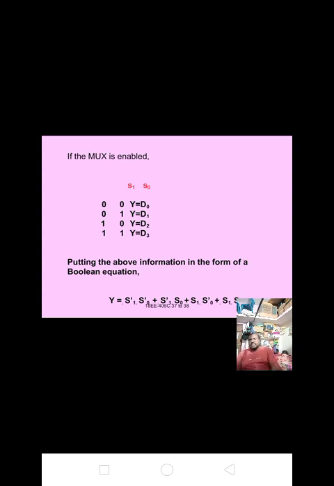Inputs for this: 0 0 0 is nothing but D0, 0 0 1 is D1, 0 1 0 is D2, 0 1 1 is D3, 1 0 0 is D4, 1 0 1 is D5, 1 1 0 is D6 and 1 1 1 is D7.